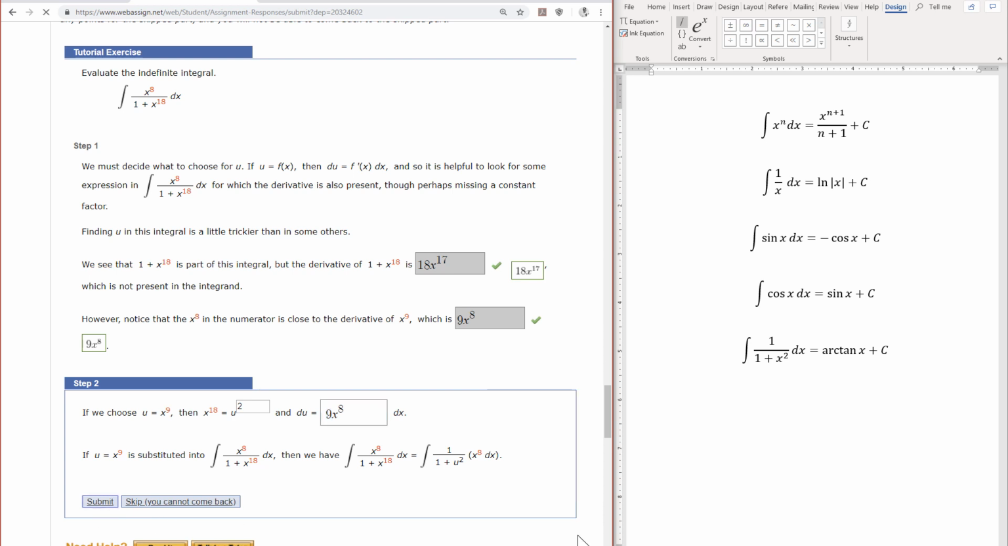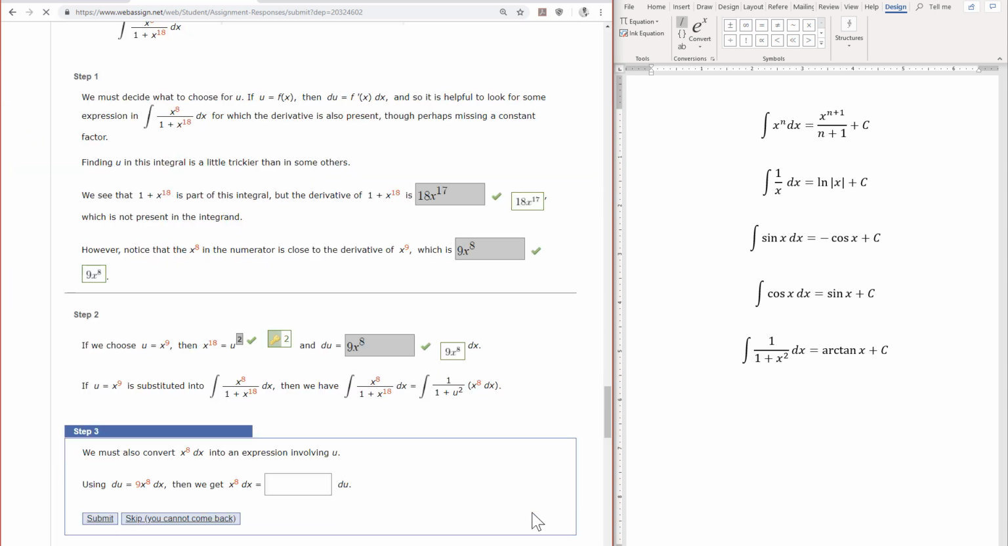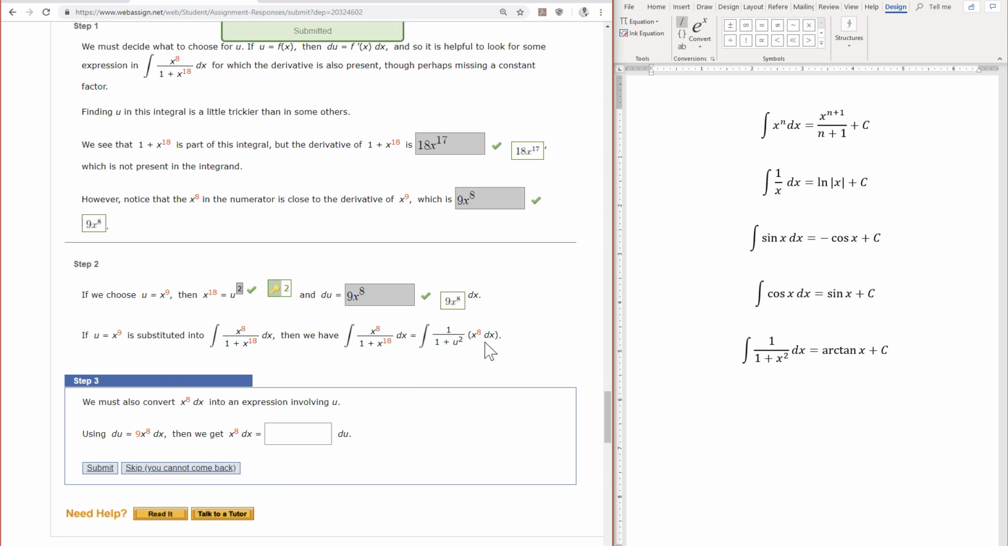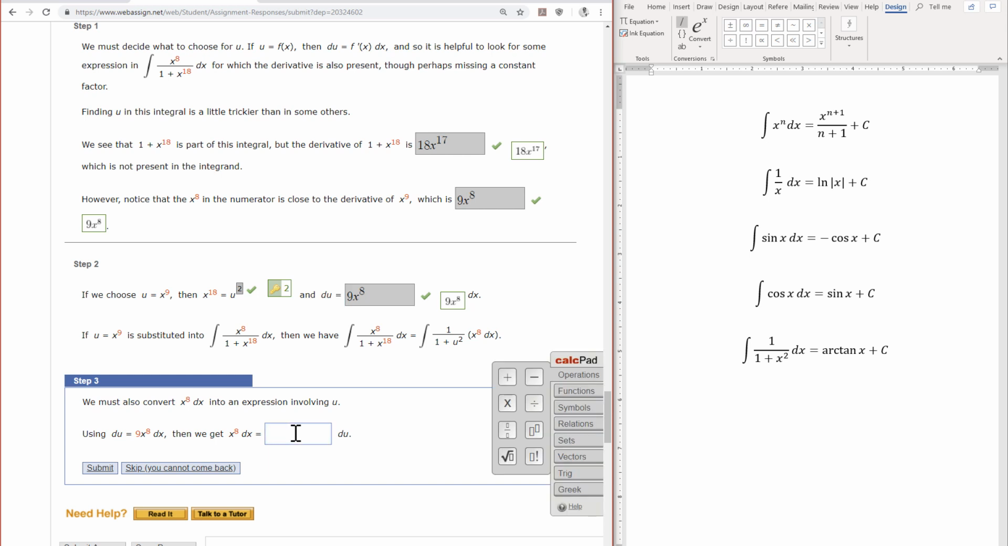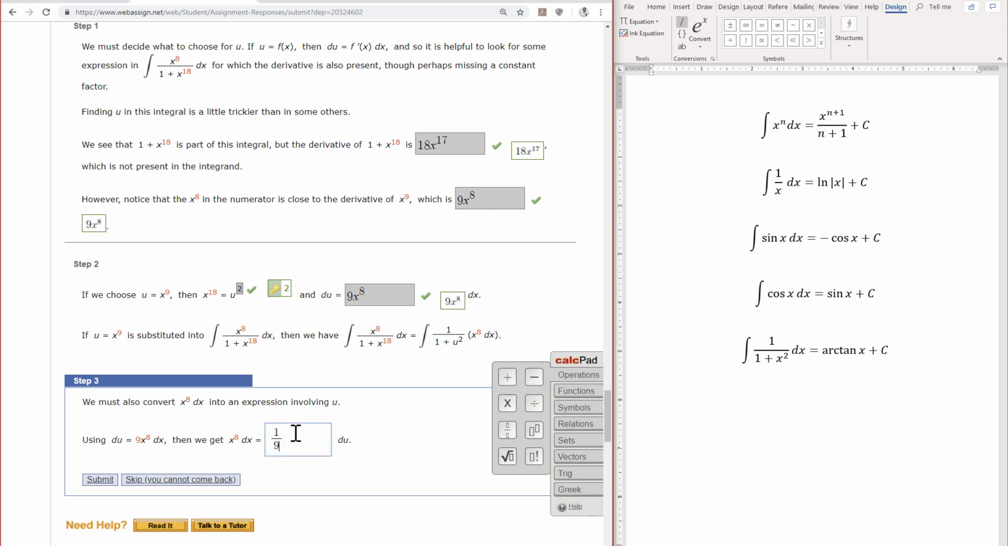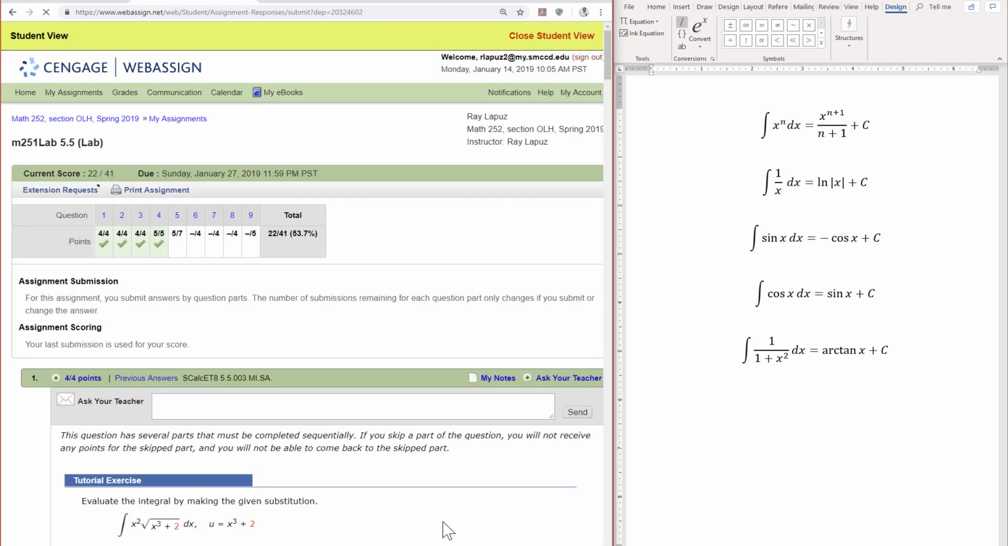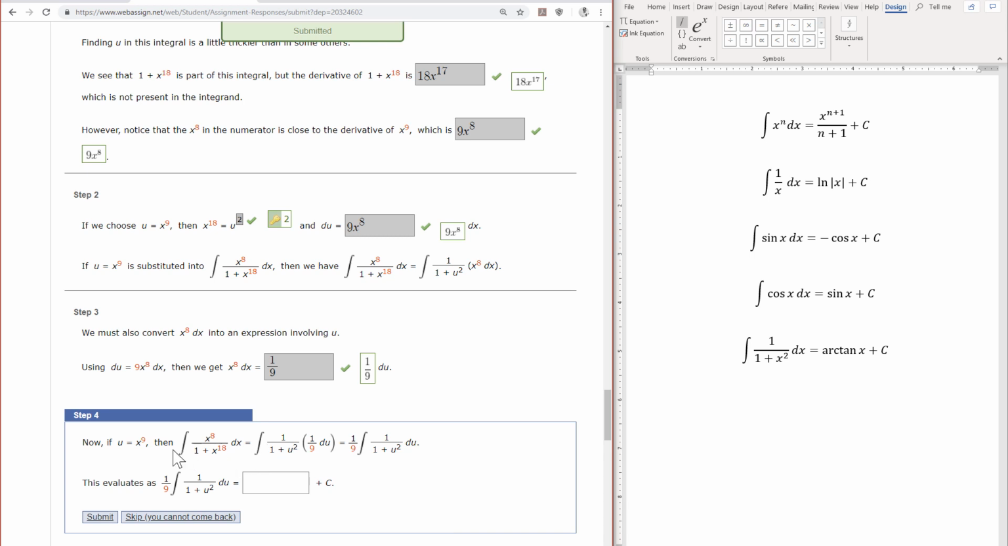The 9 can just go as a denominator with the du. So let's check this and move on to our next step, where we say that this expression du is equal to 9x to the 8th dx. We have x to the 8th dx is going to be du divided by 9, or 1 over 9 times du. And that's just a constant that can go outside of our antiderivative. So we have a constant 1 over 9, and now we have our integral simplified to be 1 divided by 1 plus u squared du.